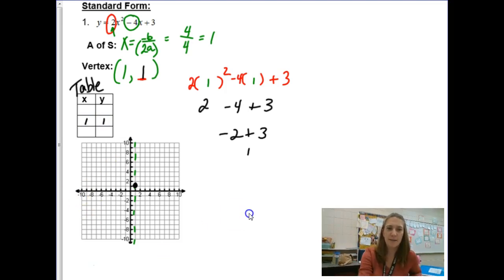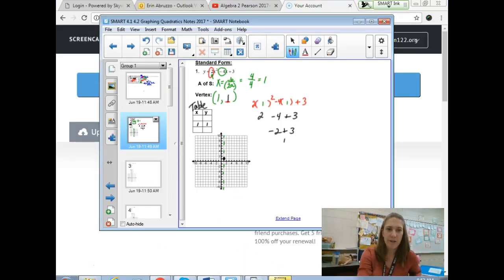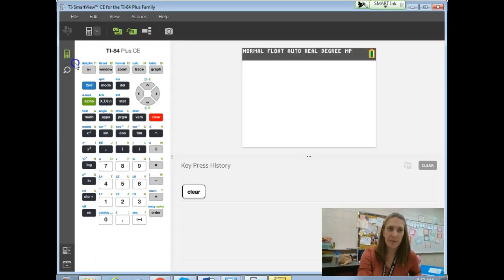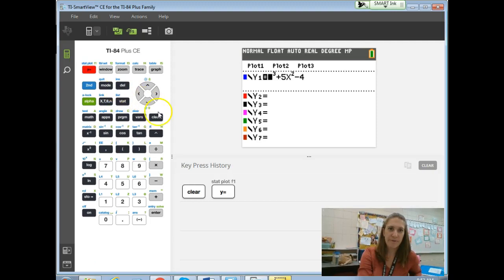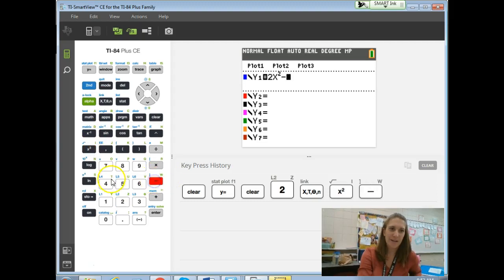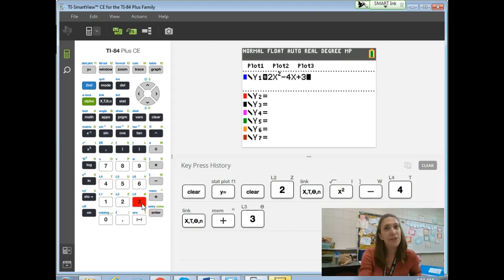So if I pull up my graphing calculator, and I go to y equals, and I type in that function, which I kind of already forgot. So let's see, 2x squared minus 4x, I think, and then it was plus 3. We'll find out in a second. Remember how we just calculated the vertex to be at 1, 1?